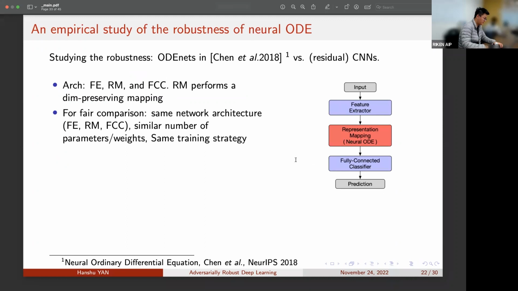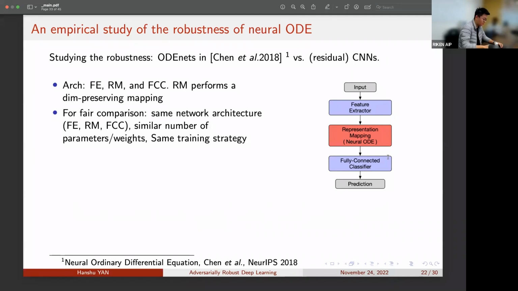So it may be related to robustness. Now we perform an empirical study of the robustness of NeuralODE, which means that we study the robustness by comparing the performance of ODE-Nets and CNNs. CNN here is a ResNet, and the picture on the right side is the overall framework of the network. We have 3 modules. The first one is a feature extractor, which maps the input into a high dimensional feature space. Then we use a representation mapping, which is a dimension preserving mapping, because NeuralODE is a time dynamic system. The dimension of the state doesn't change.